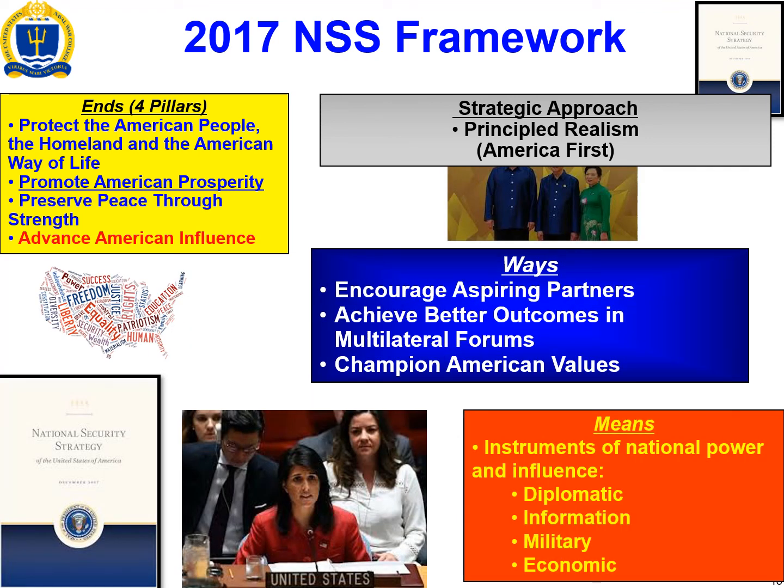And finally, we're going to advance American interest, and we use all elements of national power to do that, and we really worry in this instance about encouraging partners to work with us in more effective kinds of ways.